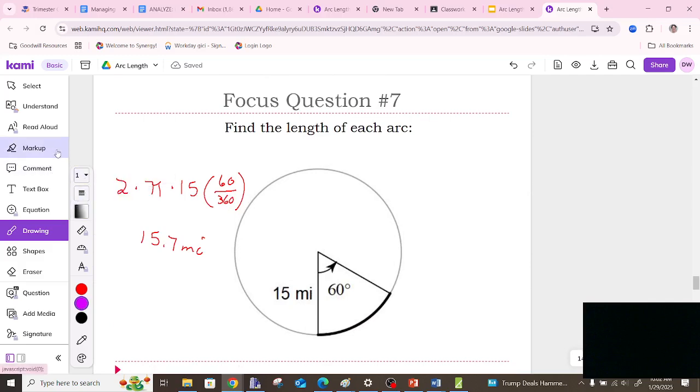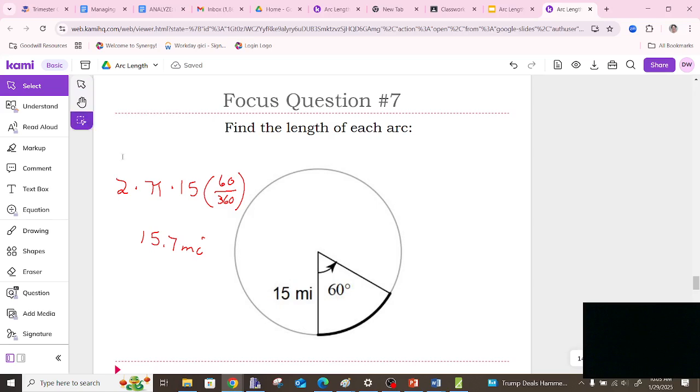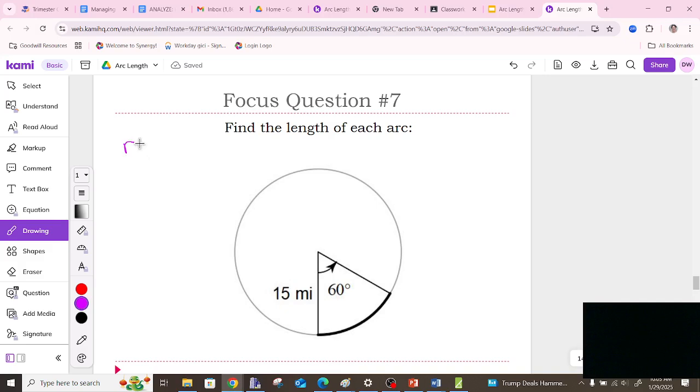So let's try this one again. Pretend like you didn't see this. You saw it disappear. That's right. Okay. So what's my radius? 15. What's theta or the central angle? 60. Now just use your formula. 2 times pi times 15 times 60 over 360. And then use your handy dandy calculator and give me an answer.